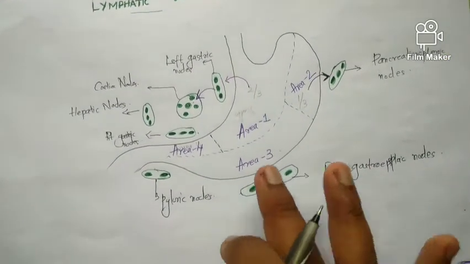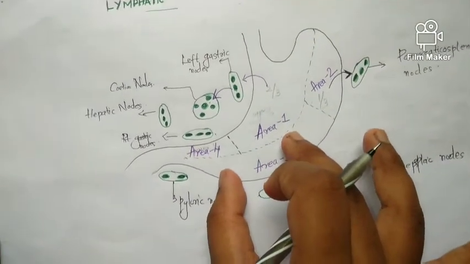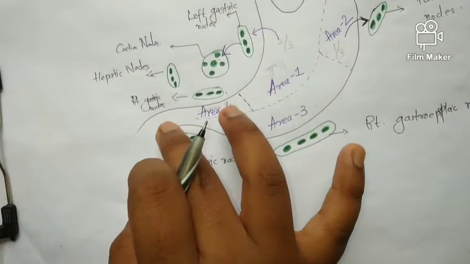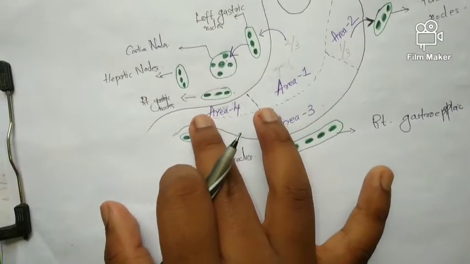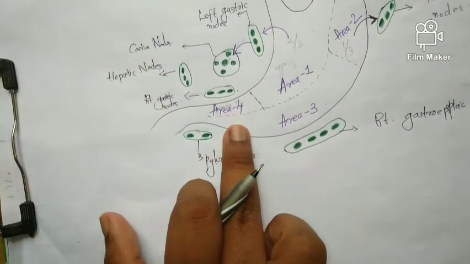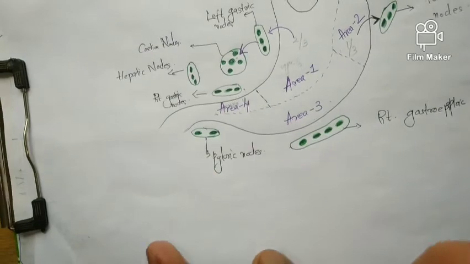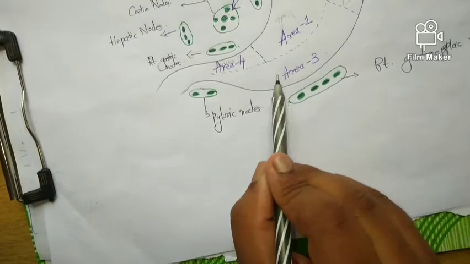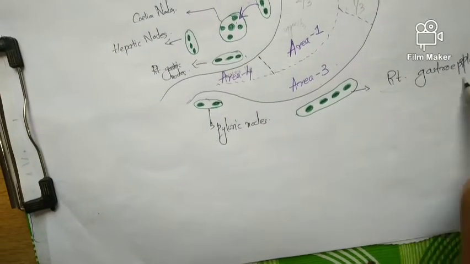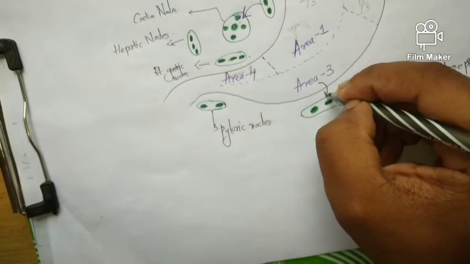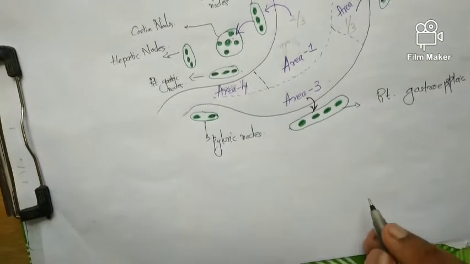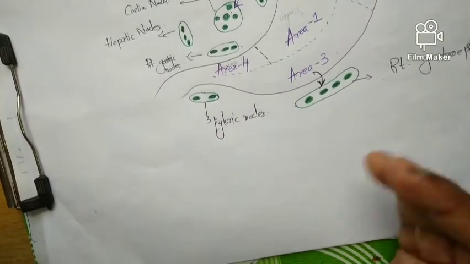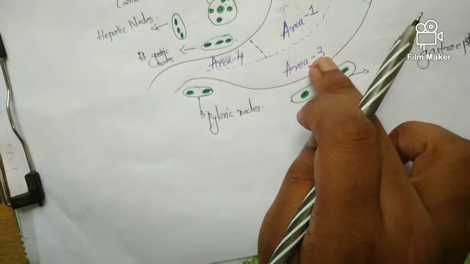Then we have area 3, that is this area. We can see that it lies along the greater curvature, and the pyloric canal and pyloric antrum are all present here. The importance is that carcinoma of the stomach mainly occurs in this area. The lymph from this area mainly drains into the right gastroepiploic nodes, which lie along the right gastroepiploic artery.